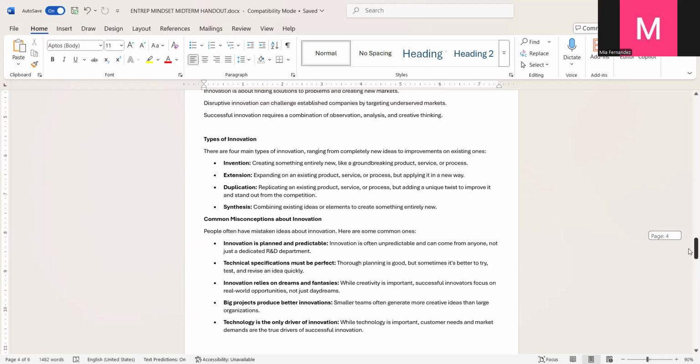We also have our types of innovation. We have invention, extension, duplication, and synthesis. For invention, it is creating something new, like a groundbreaking product, really new from scratch. When you say an extension, it is expanding an existing product but applying it in a new way. Next one is duplication, replicating an existing product, service, or process, but adding a unique twist to improve it and stand out from the competition. And synthesis, of course, it's the combination of existing ideas and elements.